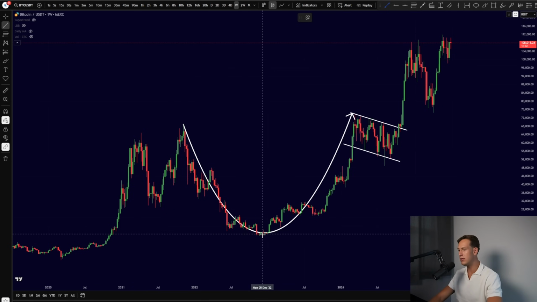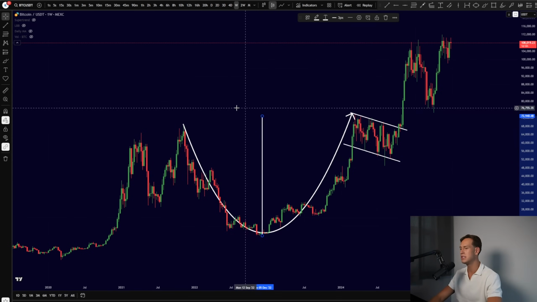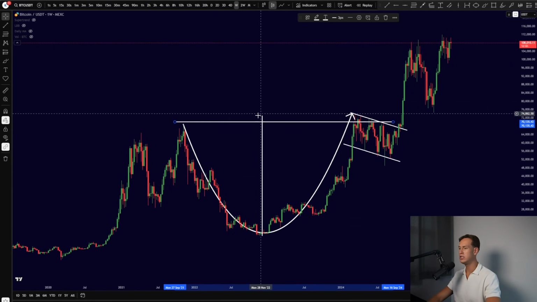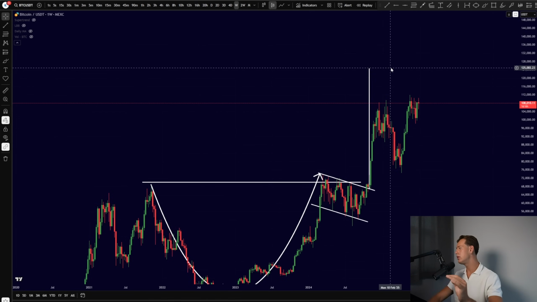Now still, Bitcoin is nowhere near reaching the price target of this cup and handle pattern, because measuring this target, we just measure the top to the bottom and in that case extend it once again to the breakout. And we do have a breakout target sitting at the 125k level, which is still an active target for the Bitcoin price.